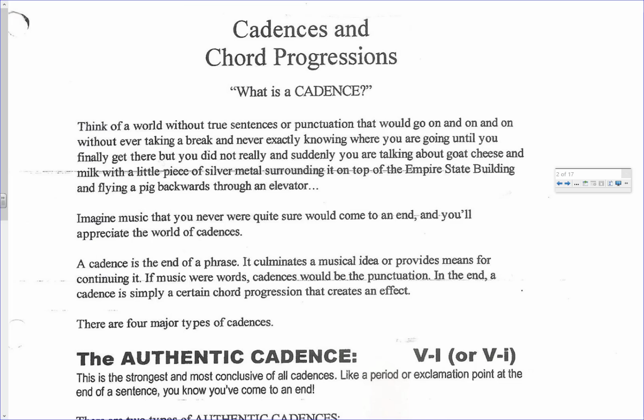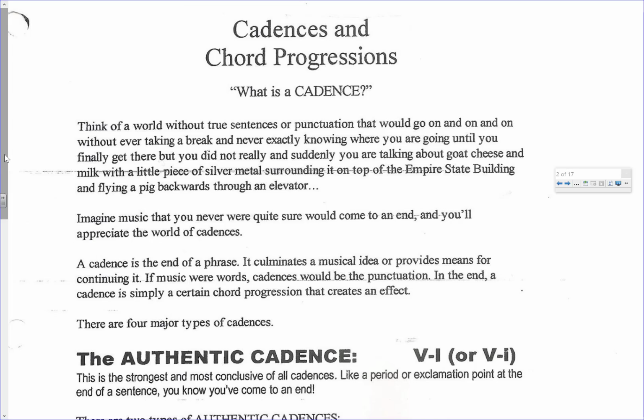The first and the most common and strongest of cadences is the authentic cadence that makes you arrive at a final point as strongly as possible. Note to the right-hand side we have the Roman numerals 5-1 for major and minor. That's a very strong cadence because we have the dominant going to the tonic. The authentic cadence is the strongest and most conclusive of all cadences. It's like a period or exclamation point at the end of a sentence, and you know you've come to an end.